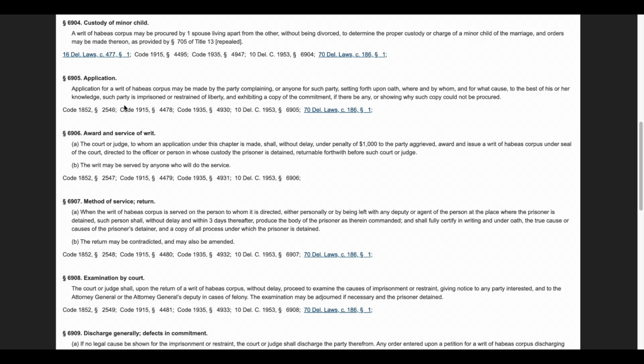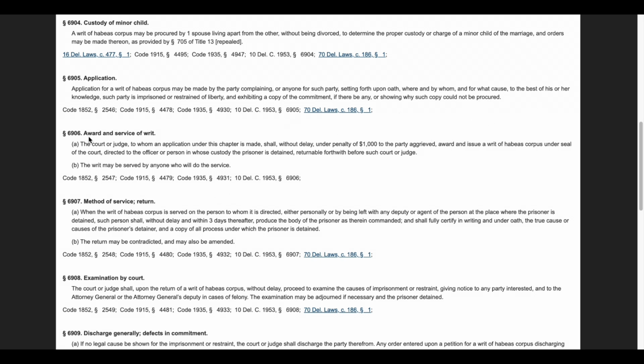Let me see, award service under oath. His or her knowledge. Let's see, setting forth under oath, upon oath, where and by whom and for what cause, to the best of his or her knowledge, such party is imprisoned or restrained of liberty. That's if somebody's in jail or you got somebody restrained of liberty. Either one you can use. You can apply for a writ of habeas corpus, whether you're in prison, somebody's locked up unlawfully, or restrained of their liberty in some type of way, and exhibiting a copy of the commitment. I guess that's the court order, or whatever it is that they're using to do that. I'll say if there be any, or showing why such copy could not be procured or obtained.